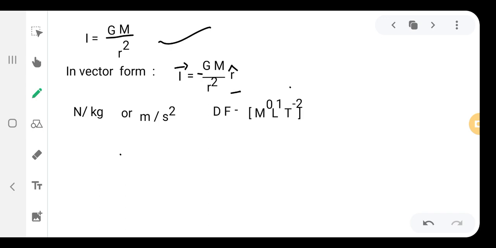Now let us see the dimensional formula. It is M raised to 0, L raised to 1, T raised to minus 2, which is the dimensional formula of the gravitational intensity.